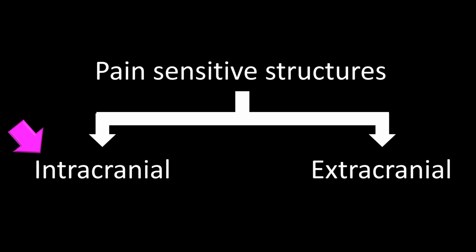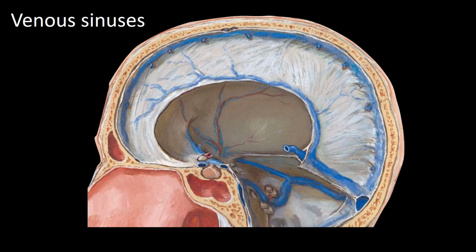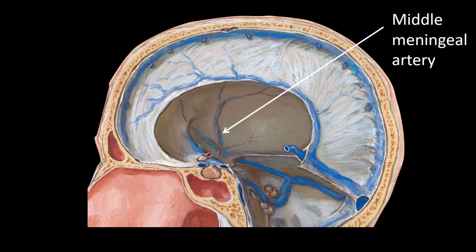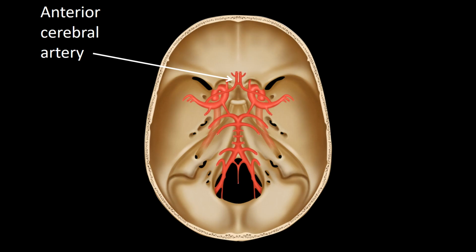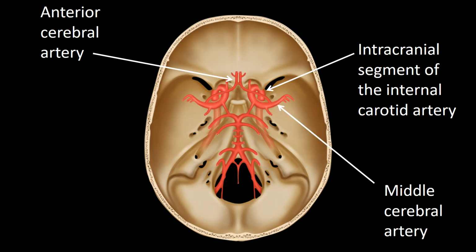Intracranial pain-sensitive structures are the dura at the base of the brain, venous sinuses, especially those at the base of the brain, the middle meningeal artery, the anterior cerebral artery close to the base, the intracranial segment of the internal carotid artery, and the middle cerebral artery close to its origin from the internal carotid artery.